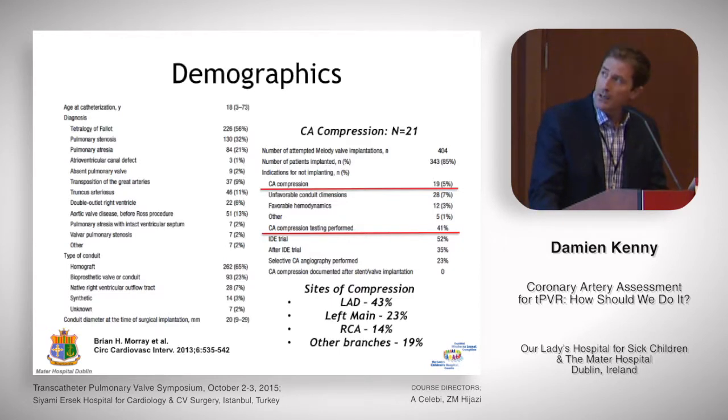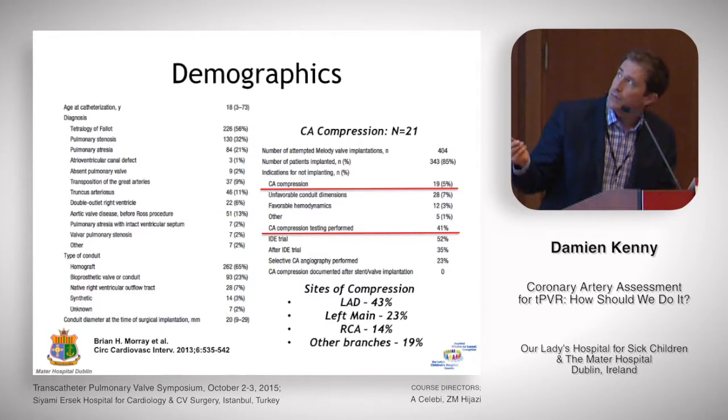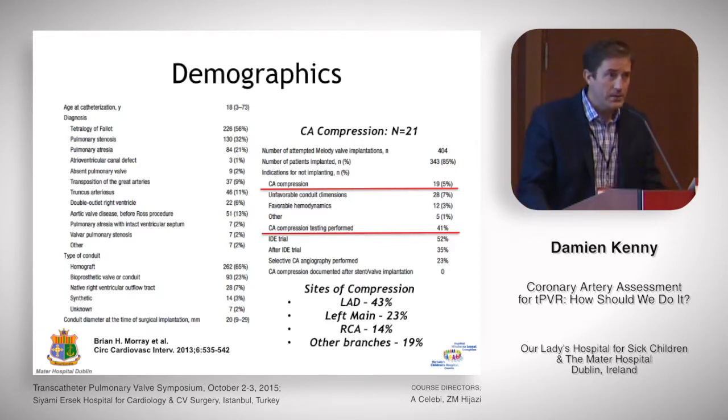And sorry for the busyness of the next slide, but the demographic of the population I think is important. We can see that most of the 404 that were implanted had tetralogy of Fallot, and we can see that most of them had homografts in place. There was coronary artery compression described in 21, which is just under 5% of the cohort.